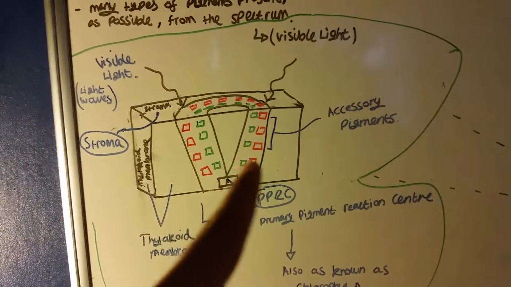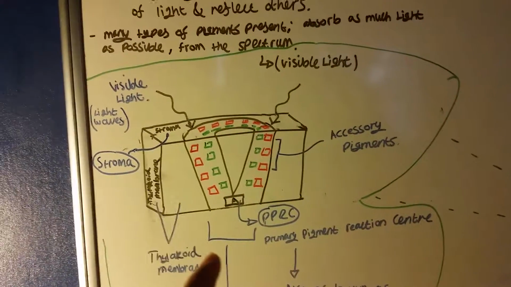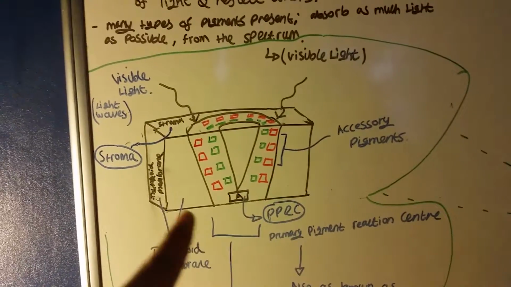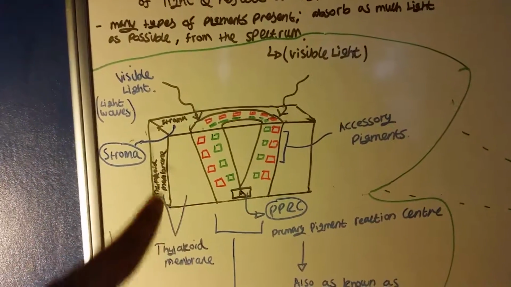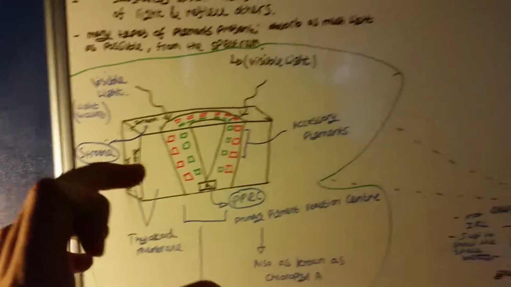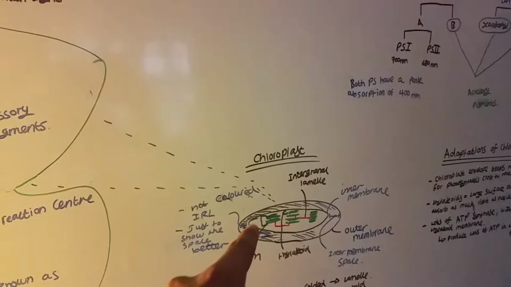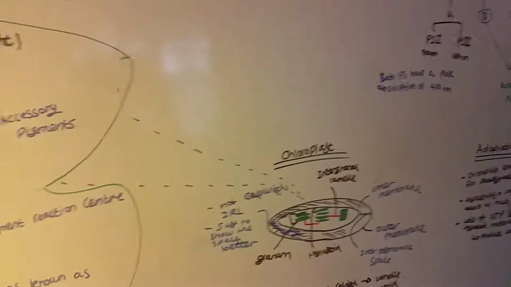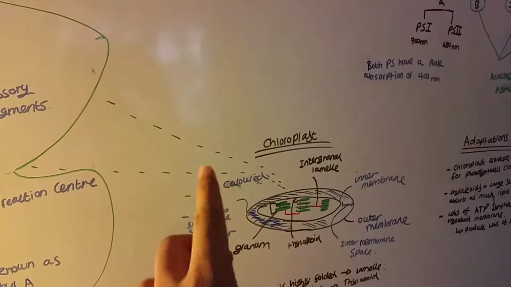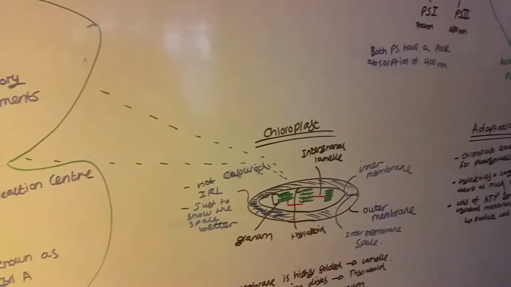These little squares here in different colors, they're accessory pigments. This white space here is your stroma, and that's like your thylakoid membrane. If you want the bigger picture, this is all in the chloroplast, just on one thylakoid membrane. Just think of it like this is on one of these little discs here.